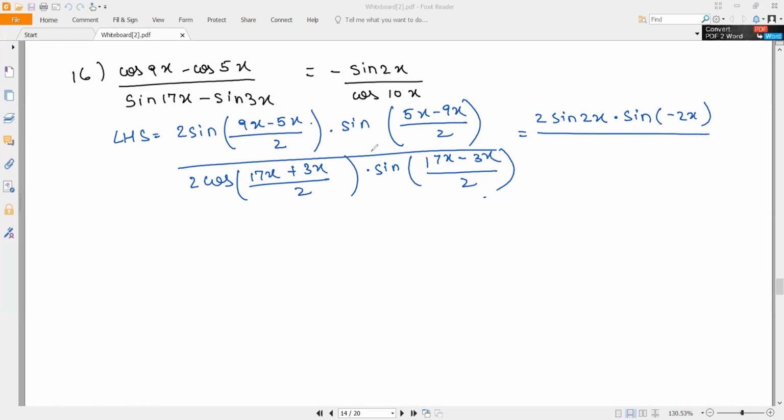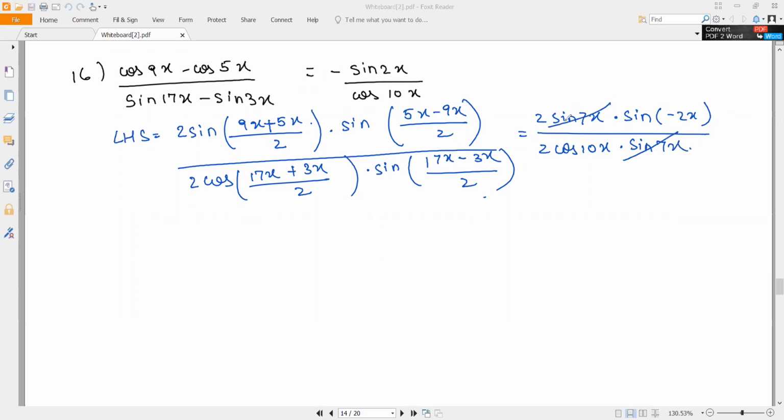Divided by, what did I do? Okay, here it should be plus. So 9 plus 5 is 14 divided by 2 is 7x. Here 17 plus 3 addition is 20. 20 divided by 2 is 10x. So 2 cos 10x into sine, 17 minus 3 is 14. 14 divided by 2 is 7. So it is sine 7x.